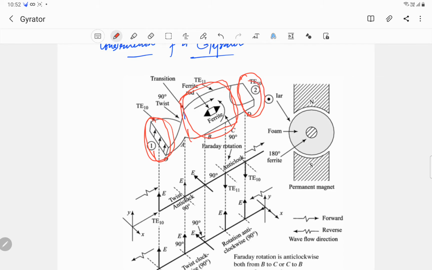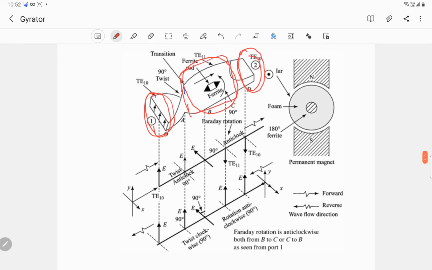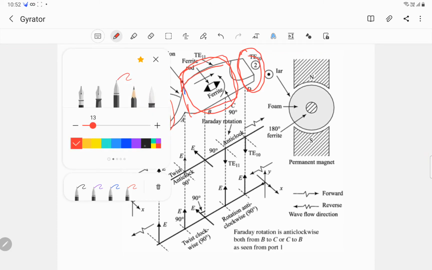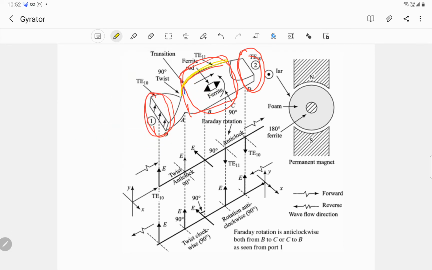As for the circular waveguide part, let me use a yellow marker. This yellow portion is the circular waveguide, and it is tapered to form a rectangular waveguide at the end. On the input side, we again have a rectangular waveguide, but this rectangular waveguide is then bent and eventually connected to the circular waveguide. So all I'm saying is that, as can be seen, let me zoom it in.